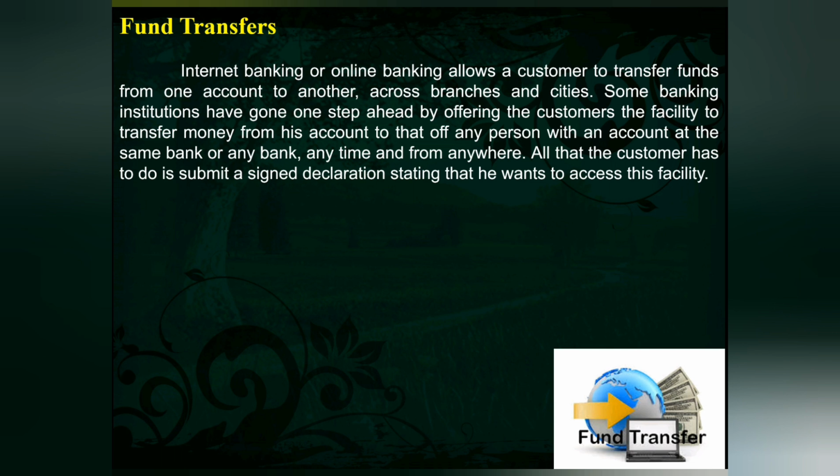Now I am explaining about fund transfers. Internet banking or online banking allows customers to transfer funds from one account to another across branches and cities. Some banking institutions have gone one step ahead by offering customers the facility to transfer money from his account to that of any person with an account at the same bank or any bank, anytime and from anywhere. All that the customer has to do is submit a signed declaration stating that he wants to access this facility.